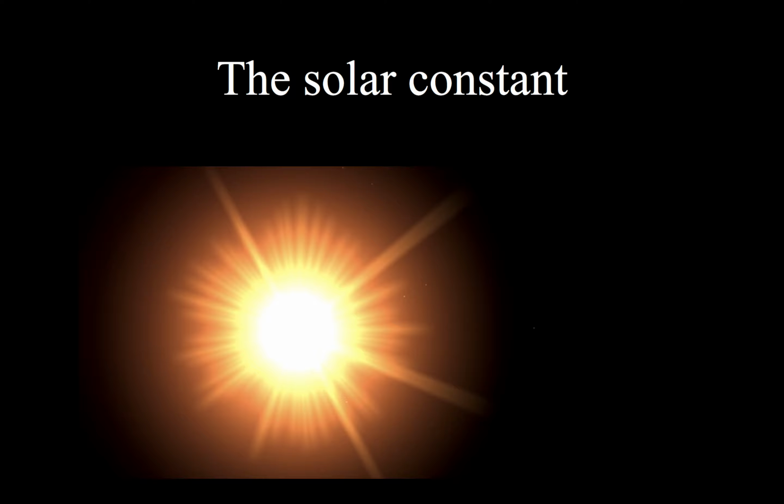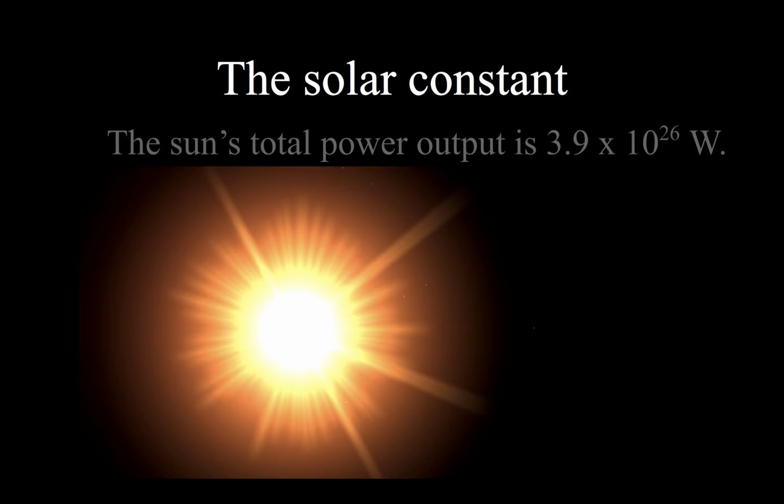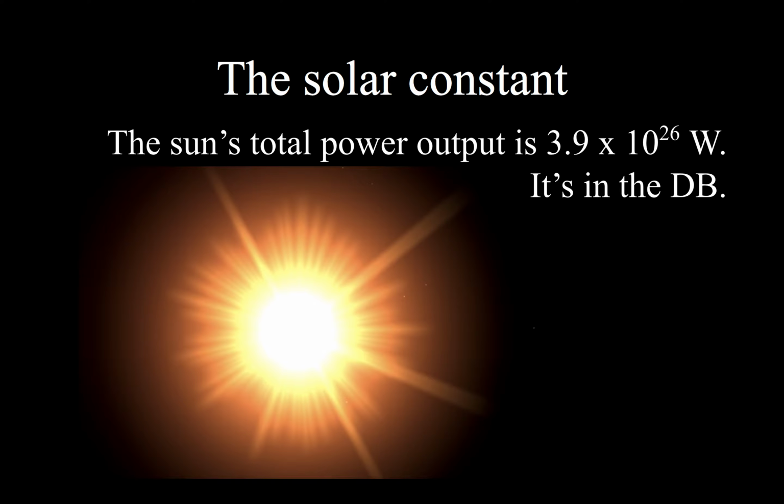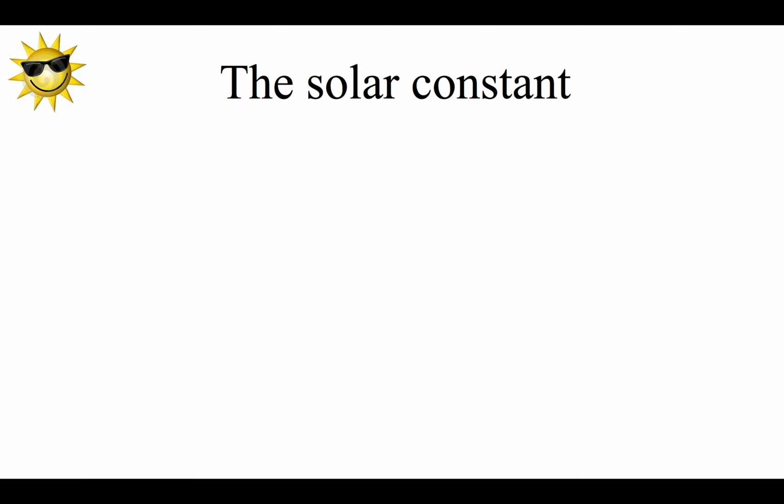First thing we need to talk about is the solar constant. So the sun has a total power output of 3.9 times 10 to the 26 watts, which, as you can see, is quite a big number. This value is also in your data booklet. Convenient.